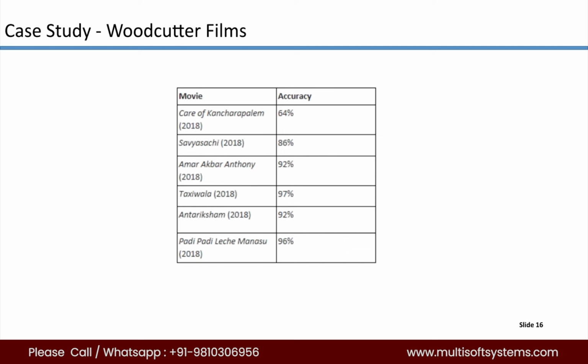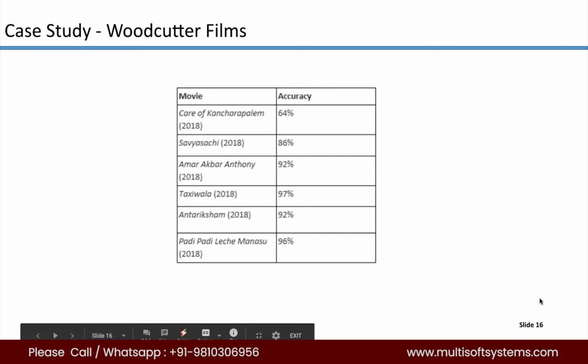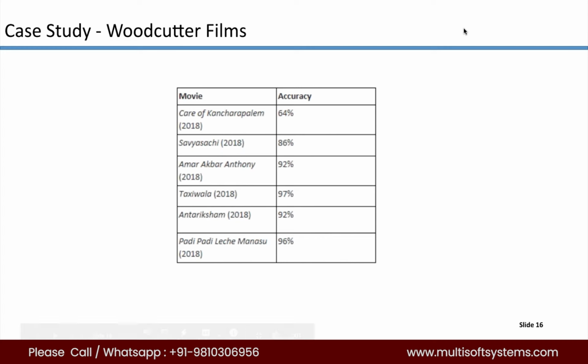Sanchi, Amar Akbar, and the new one, not the Amitabh Bachchan one. Taxiwala 2018, Antriksham 92%, and some others, mostly South Indian movies, it looks like. But imagine people like Karan Johar and all are not very far away from these kinds of people, right? Because they are investing $1 million into these movies. So why would they not go ahead and get something which is a little more predictable?